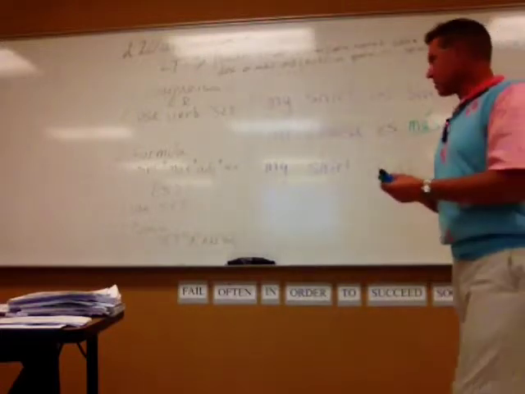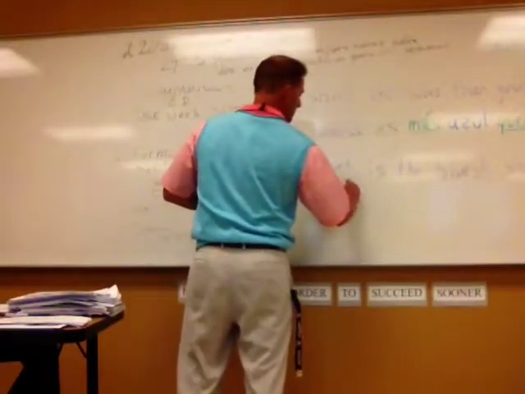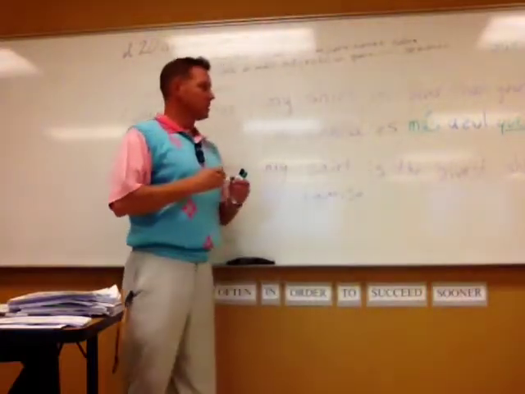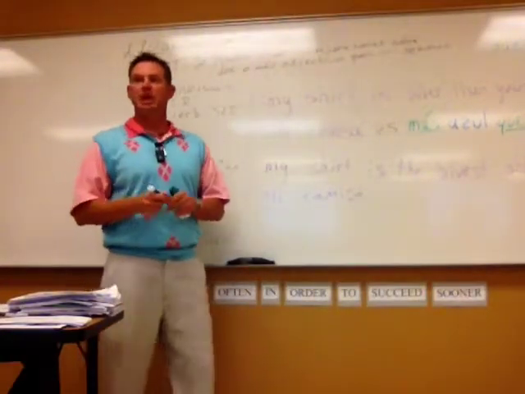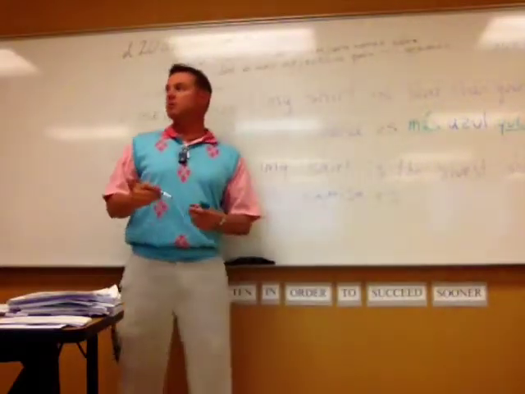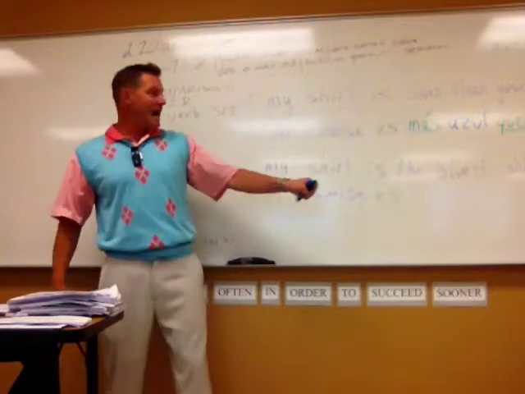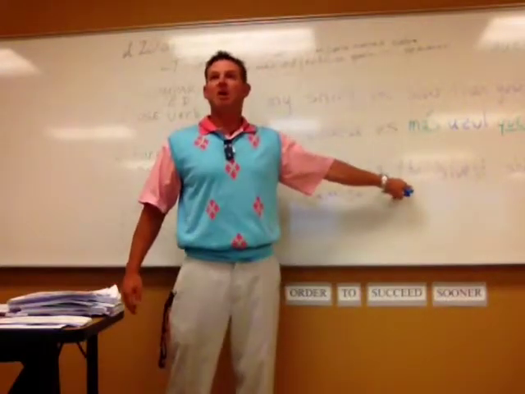Right? So your sentence is going to be very similar. Mi camisa. How do we say is? Why are we using ser here? Because it's a description. It's still a description. We're still describing the shirt. But now we have a definite article.